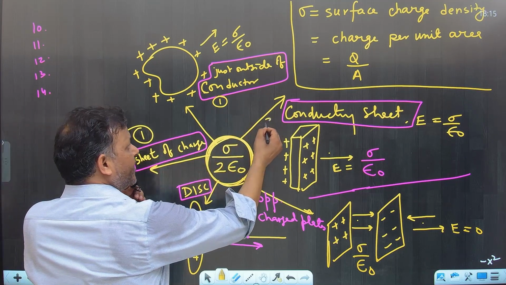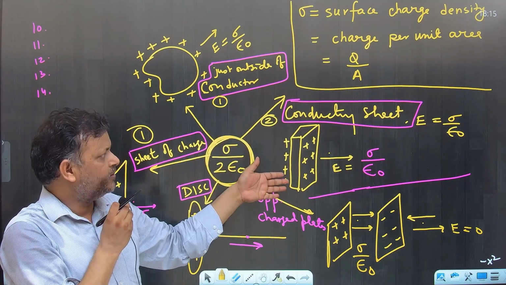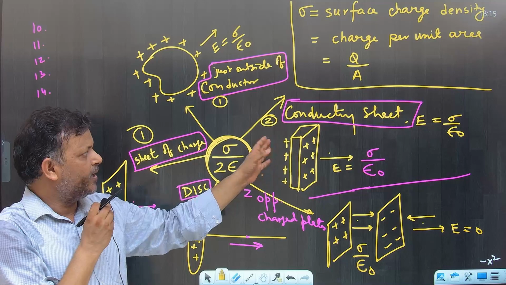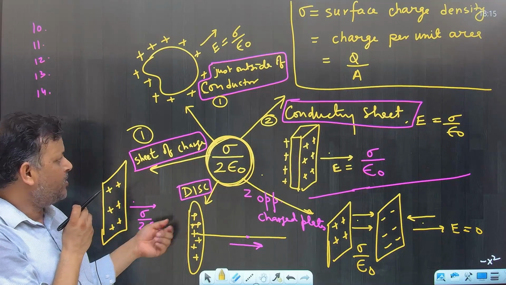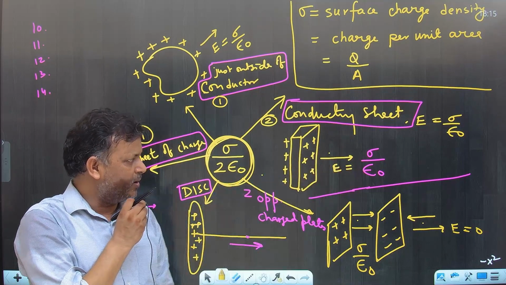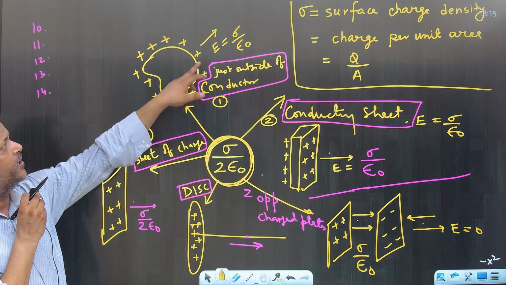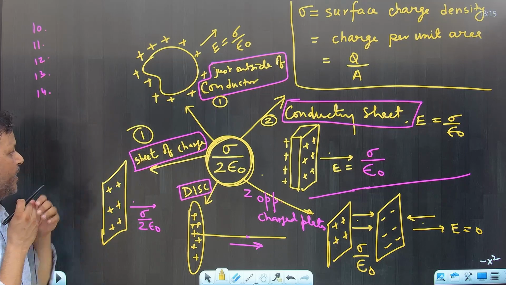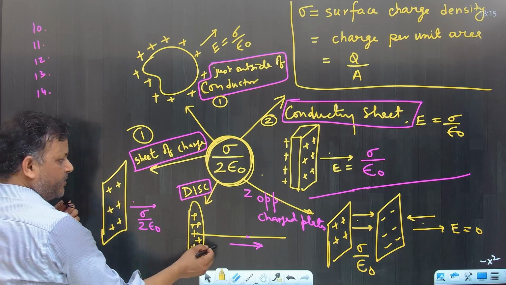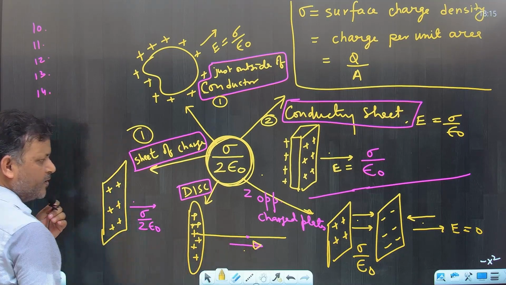Number 2 is a conducting sheet of charge. Obviously, a conducting sheet will have 2 layers. So one is sigma by 2 epsilon, another is sigma by 2 epsilon. They will add up here, so you will get sigma by epsilon. And number 3, the electric field just outside the conductor will be sigma by epsilon. And due to a disk, you will get the electric field at the axis. I will write the formula on the next page.